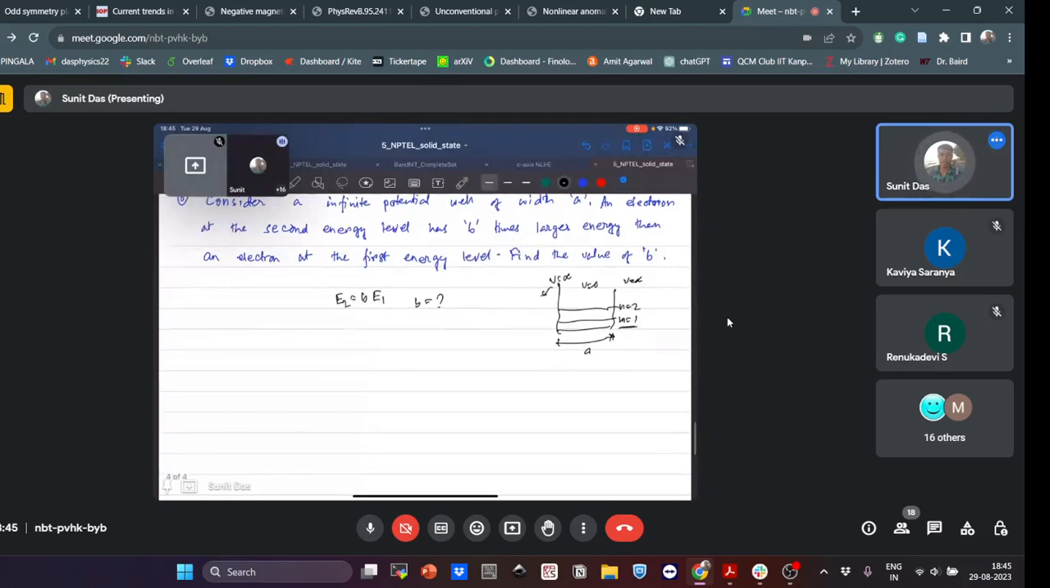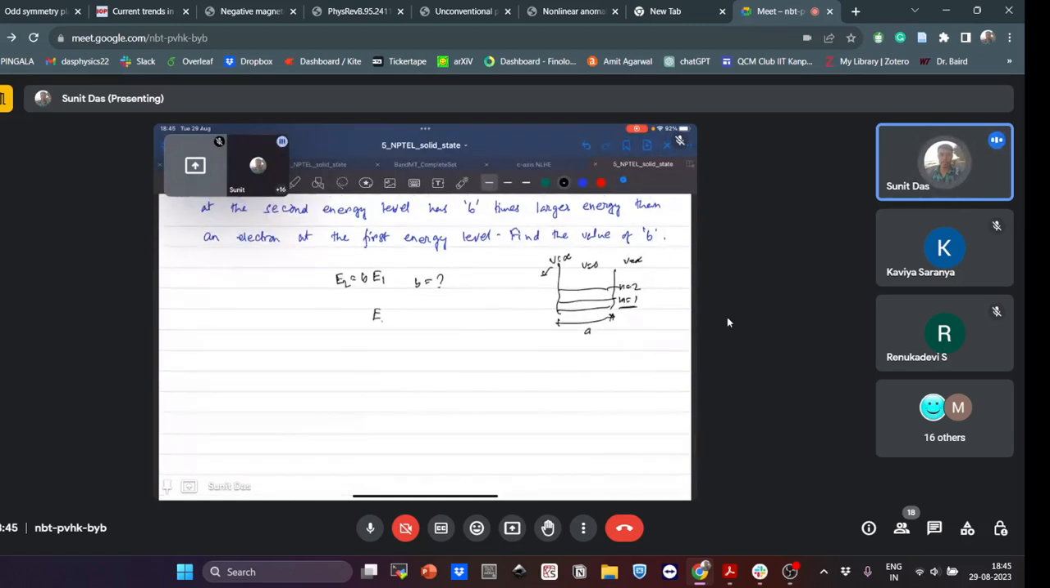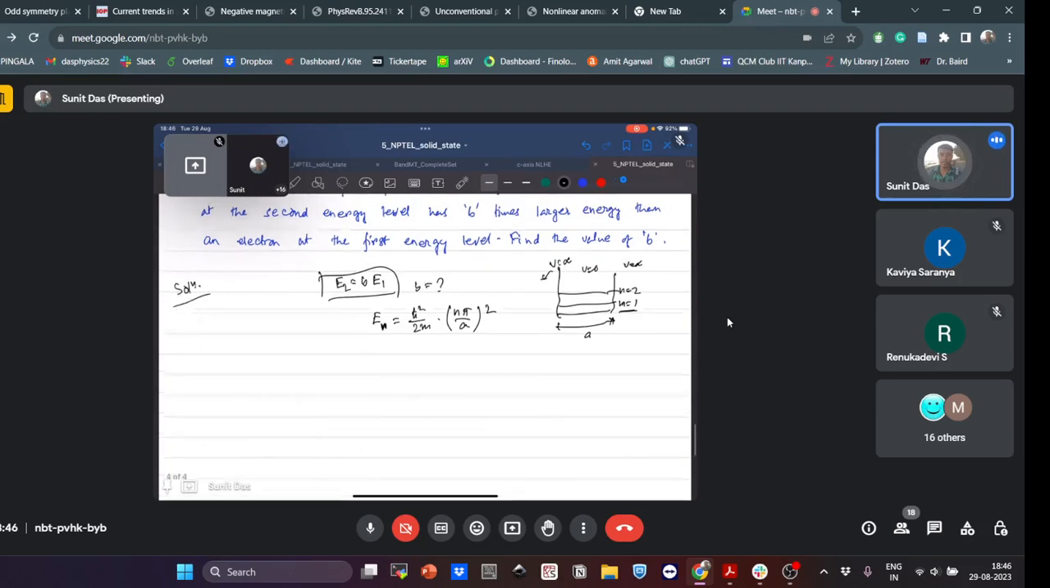The formula that will be used in this case is En, the energy of nth level, is h bar square by 2m times n pi by width of that well, squared. Okay, so let's just try to find what the B is. So try to find out and then I will solve.